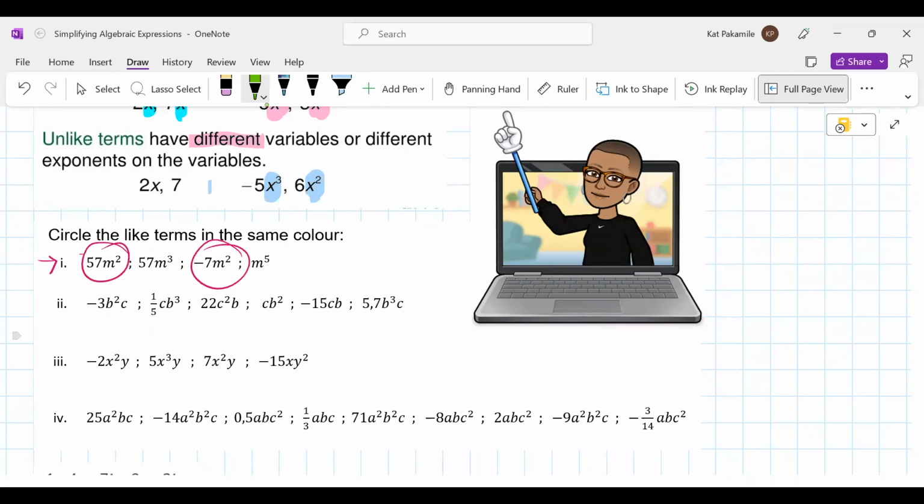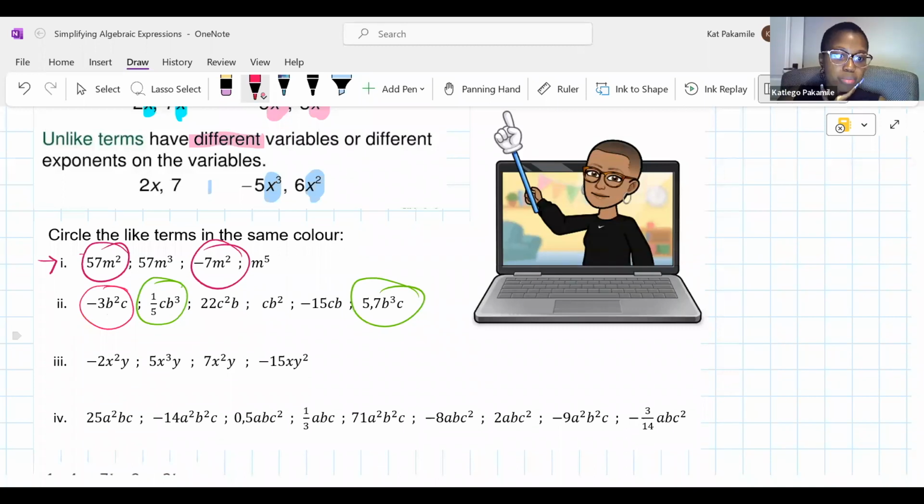5CB and 5.7B to the power of 3C. Beautiful. Thank you. Are those the only like terms in that one? No, ma'am, there is also negative 3B to the power of 2C and 2C to the power of 2B. Check again. How many B's are here? How many B's are here? There are 3. B squared. Check, Palisa.